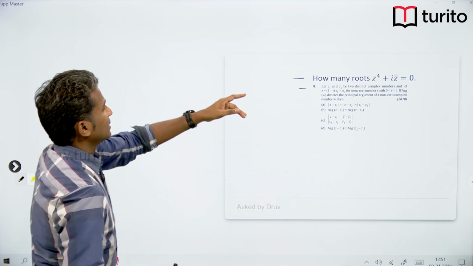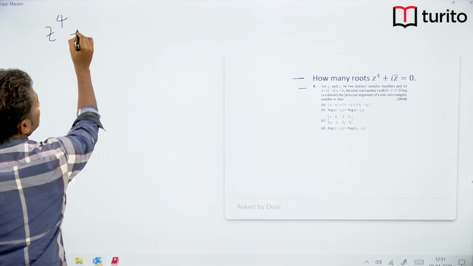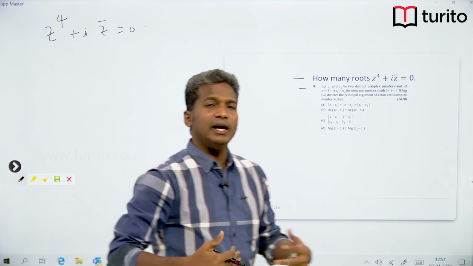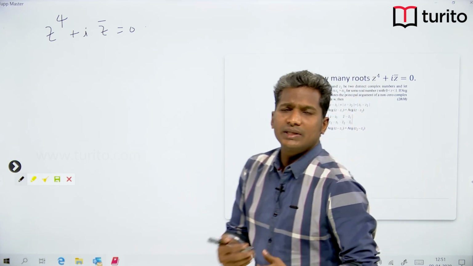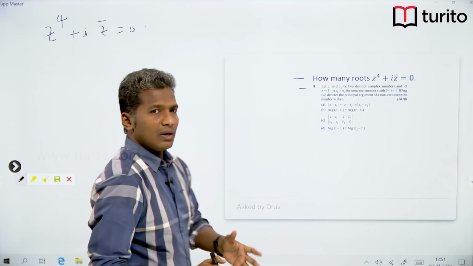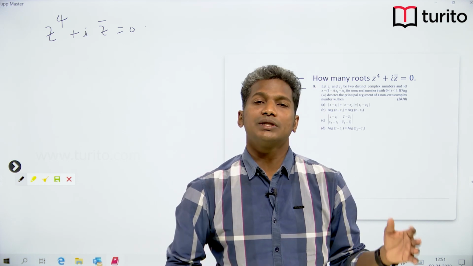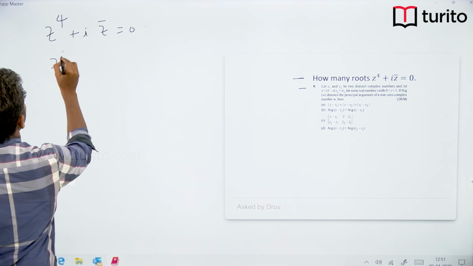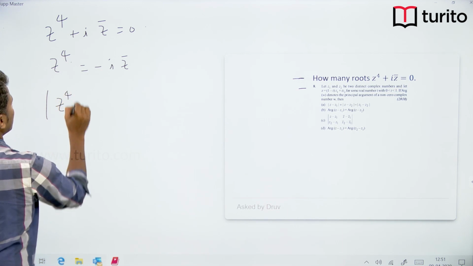So, for the first question, it is z power 4 plus i z bar equal to 0, and here the logic is only to find how many roots are there. If it is how many roots, then it is much easier than finding the actual roots. Now, how do we do this? The first step before finding the roots is to find the locus on which the roots lie. So, here what we can do is take one of the terms to the other side and apply mod on this.